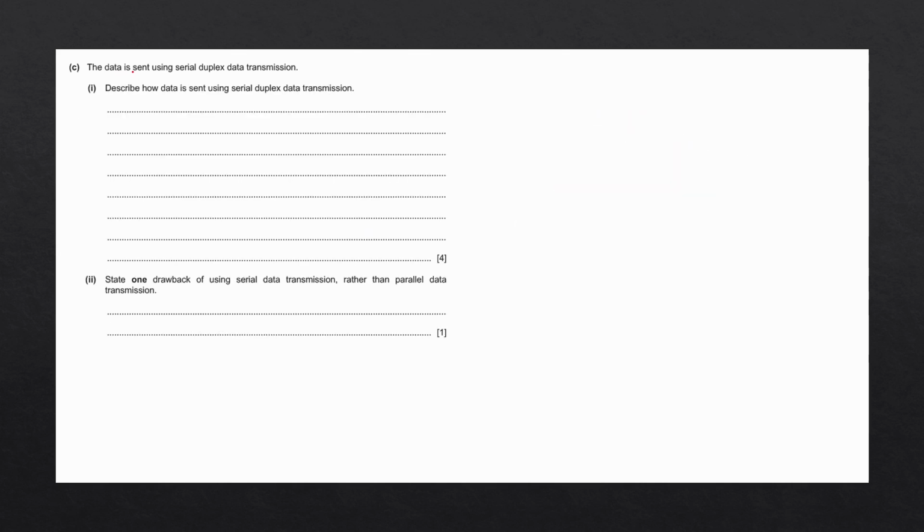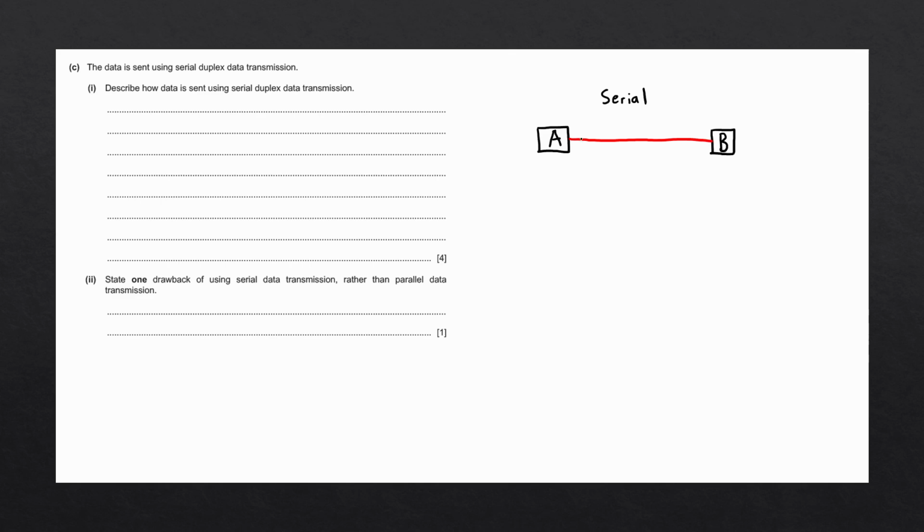The data is sent using serial duplex data transmission. Describe how data is sent using serial duplex data transmission. To describe how serial data transmission works, I'm going to draw a diagram. In this diagram, we have two devices, device A and device B. They are connected with a single wire. This is what we call serial data transmission, where we can only send one bit at a time.